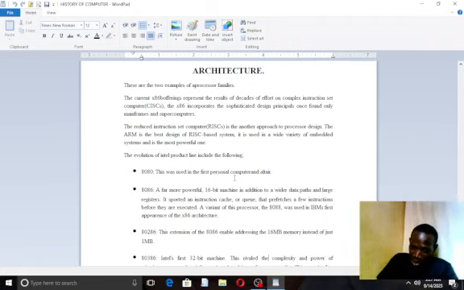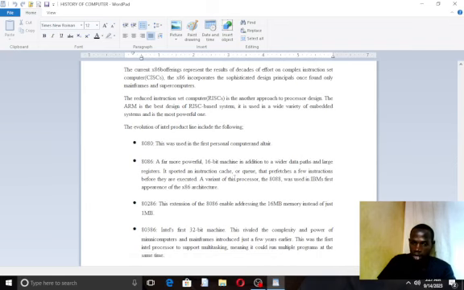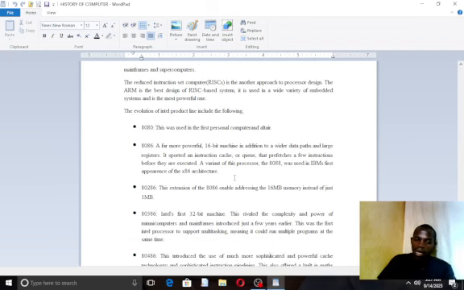The second one is the 8086, which is a more powerful 16-bit machine, in addition to a wide data path and large registers. It supported an instruction cache, or queue, that prefetches a few instructions before they are executed. A variety of this processor, the 8088, was used in IBM's first appearance of the x86 architecture.